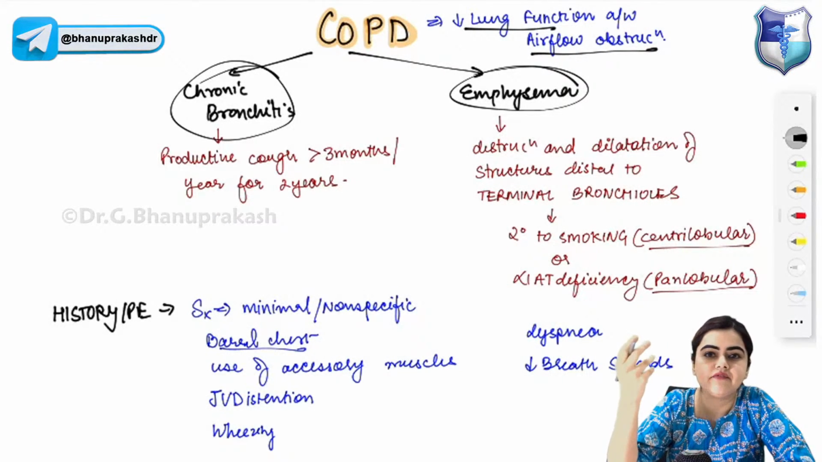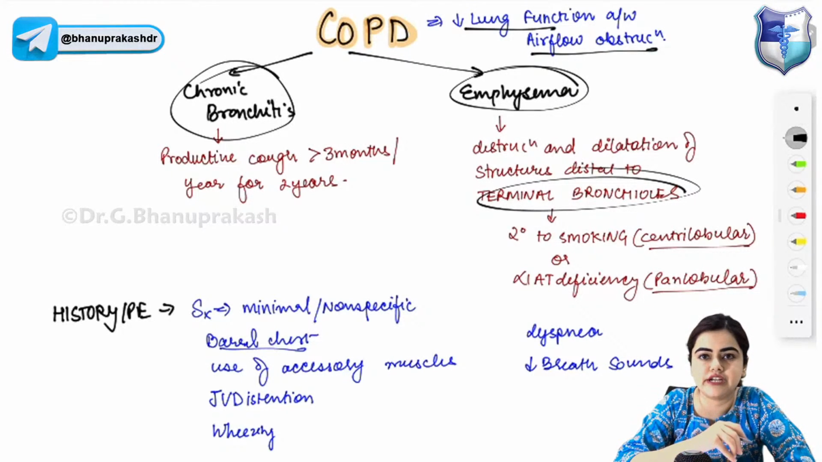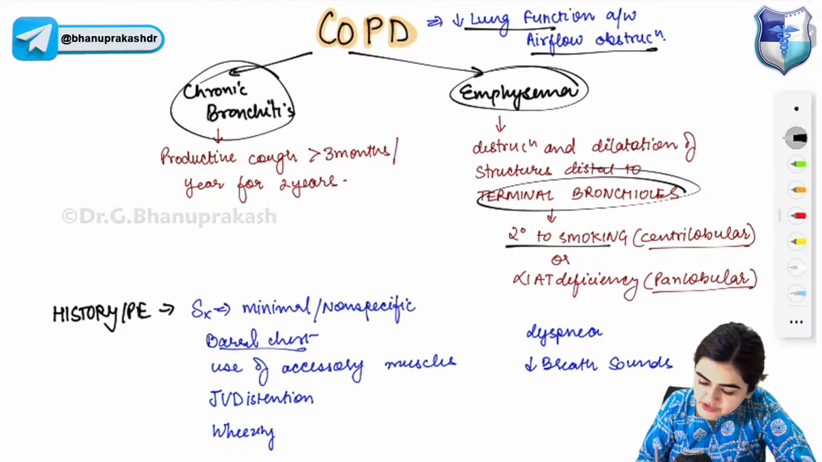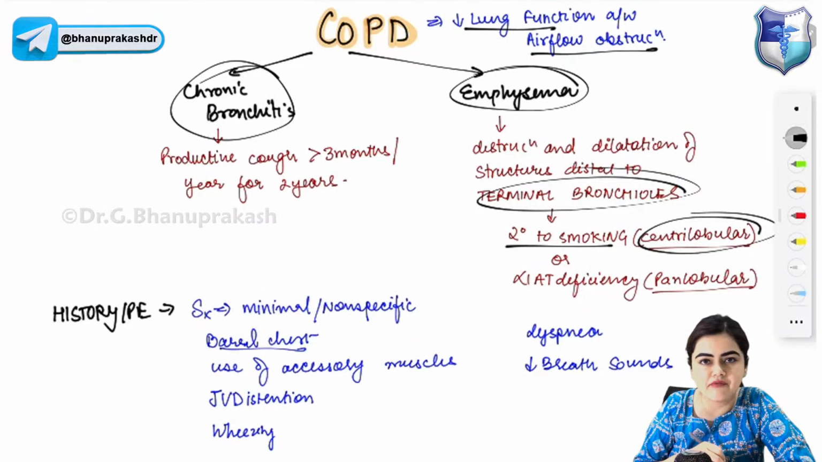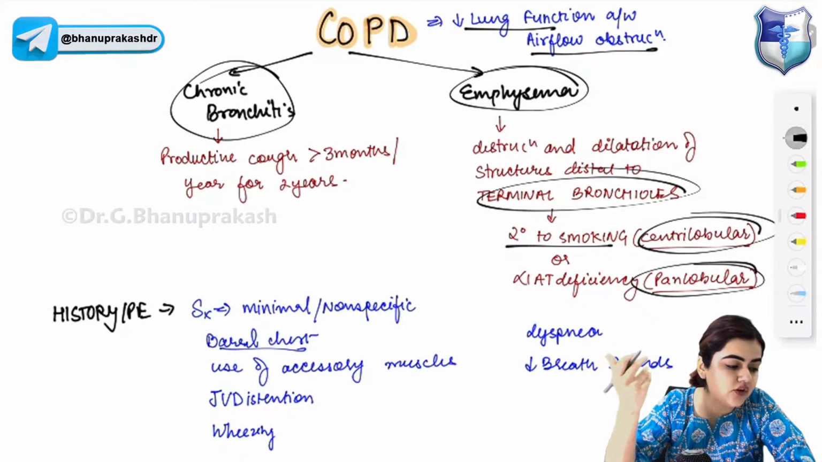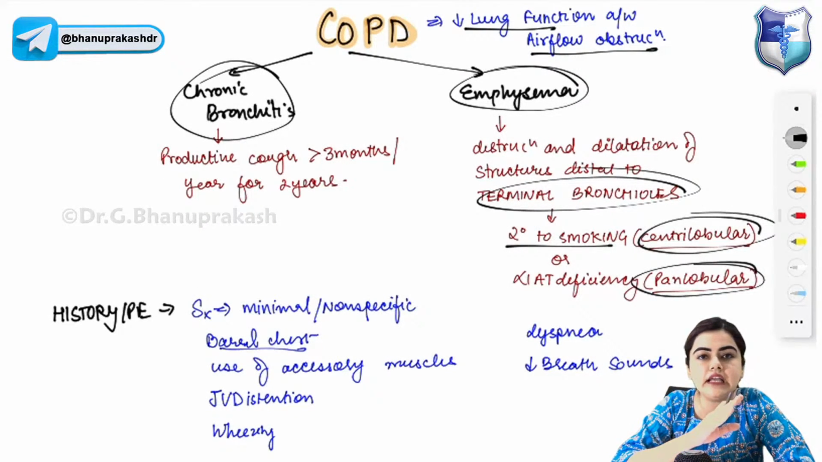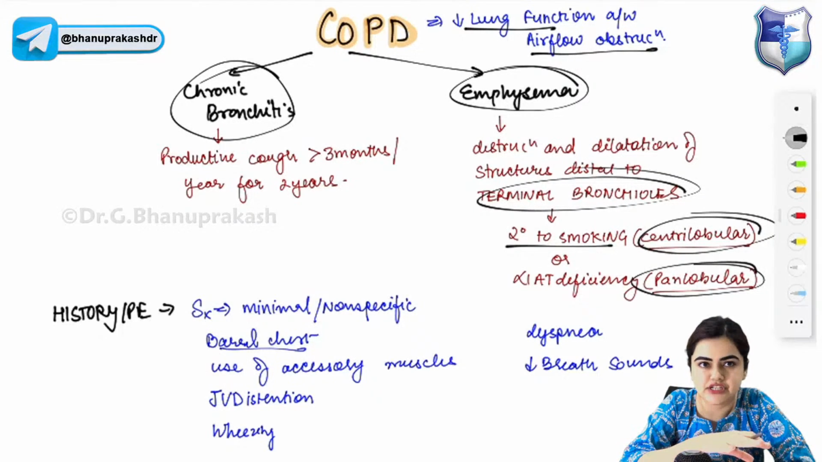Then emphysema. What is emphysema? In emphysema, you will find there is a lot of destruction and dilatation of the airway, and particularly this destruction and dilatation happens distal to the terminal bronchioles. This can also happen secondary to smoking. When it is secondary to smoking, you will find centrilobular emphysema, and when it is due to alpha-1 antitrypsin deficiency, then it is panlobular emphysema. So, I hope the definition and the classification of COPD are clear.